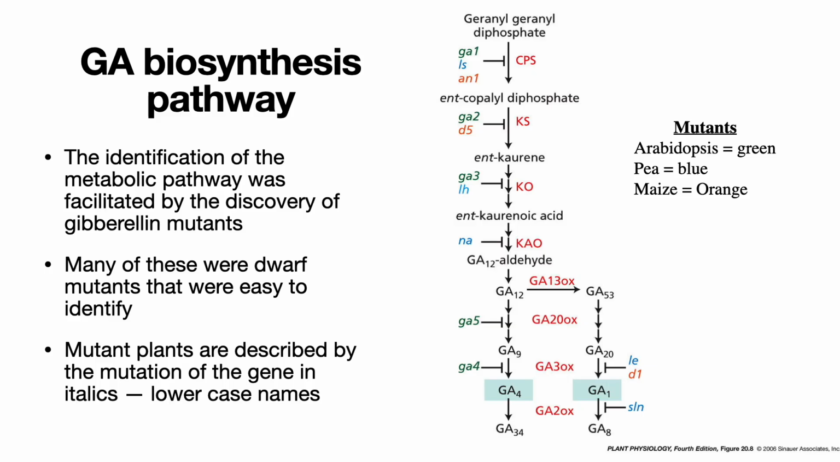Mutants are identified by lowercase names in italics. Green names are for Arabidopsis mutants. Blue names are for pea, and orange names for maize mutants.